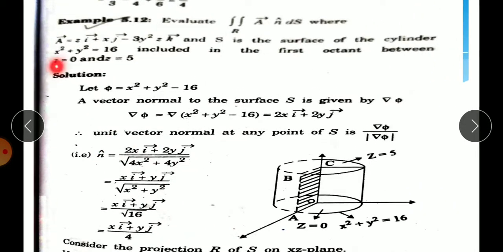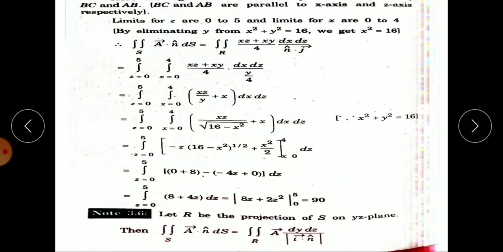Because x squared plus y squared equals 16, eliminate y here. So x squared equals 16, so x is equal to root of 16, that is x is equal to 4. So x limits vary from 0 to 4. Anyhow it's the same only. So double integral A vector dot n cap dS. Write it over there and apply the limits, and you should find the value as 90.